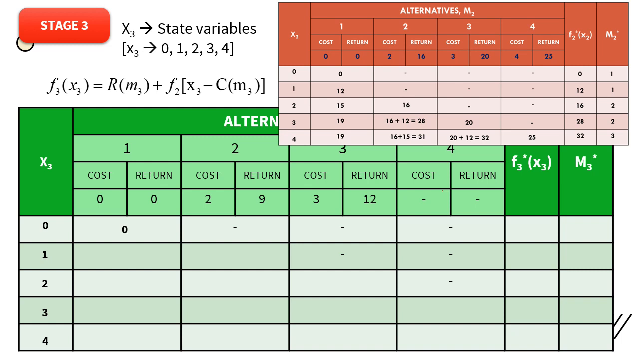So for 0, it will be 0 here, and my best is 0, and my best alternative is 1. For 1 crore, I am not spending anything in plant 3, but in the previous plant I can spend 1 and I will get a return of 12. So my best is 12 here. I can't spend for other things, so that will be 0. So the best alternative is 12, which is 1.